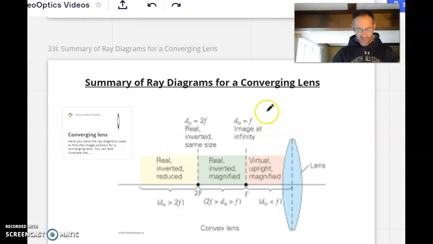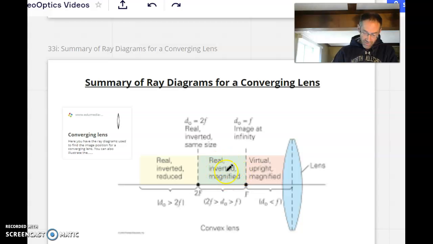So to try to summarize all that for us, I like to think of 3 zones where you could put the object. Either outside of the center of curvature, outside of the 2F point. You could put it between the 2F and the F point, so between the center of curvature and the focal point, or you could put it inside of the focal point. If you're outside of the 2F point, it's going to be real, it's going to be inverted, it's going to be reduced. As long as you're outside the focal point, it's going to be real and inverted.